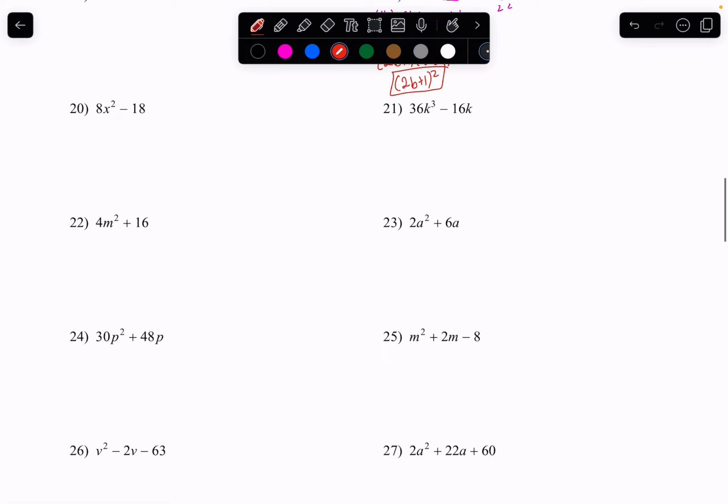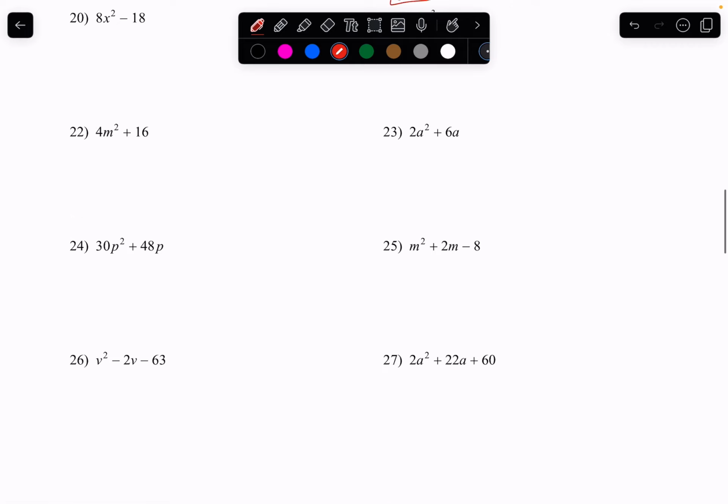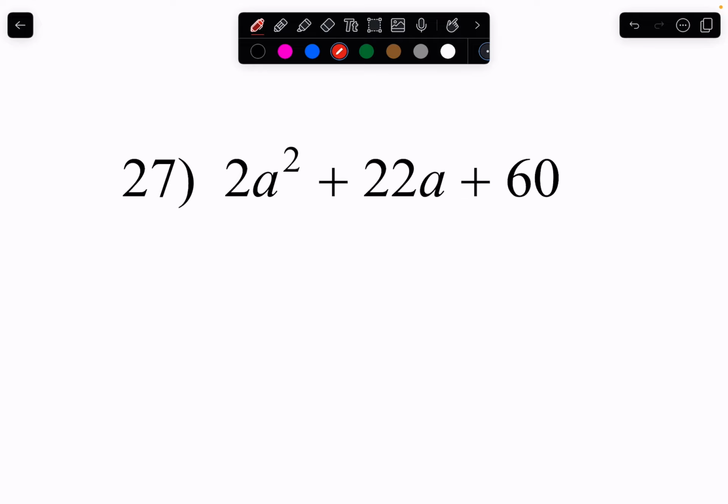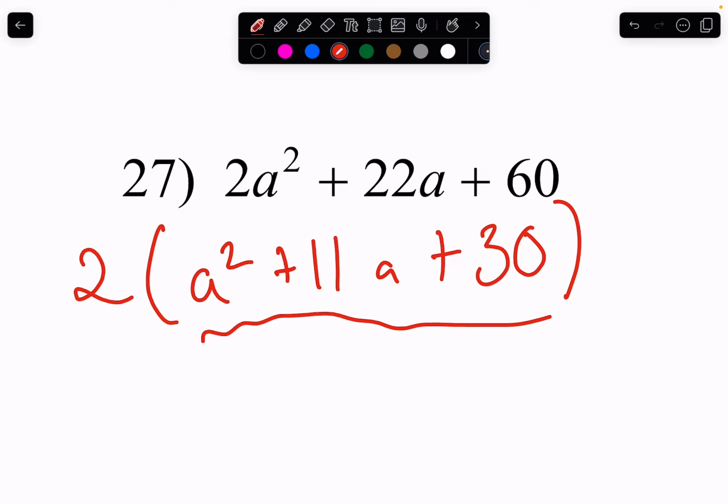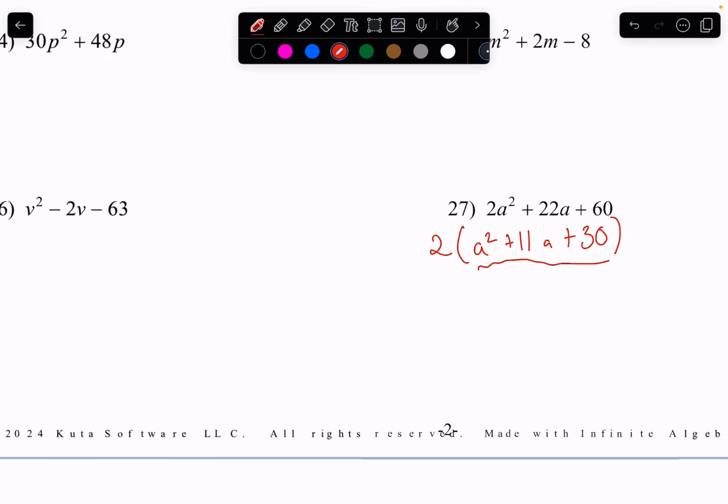All right, let's go ahead and do number 27. So remember, first thing you always look for is a GCF. All right, and we do have a GCF here. We're going to take a 2 out, and we are left with a squared plus 11a plus 30. All right, so go ahead and factor this further. All right, and that's how you would finish that problem up.